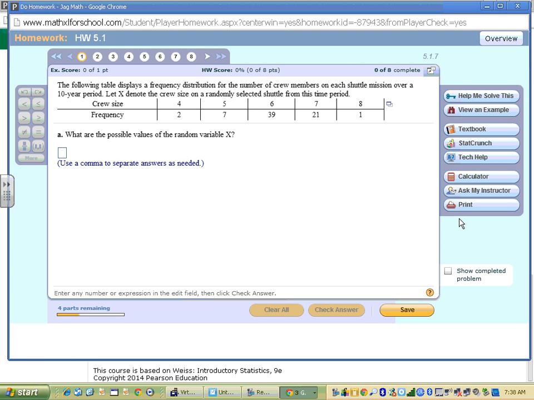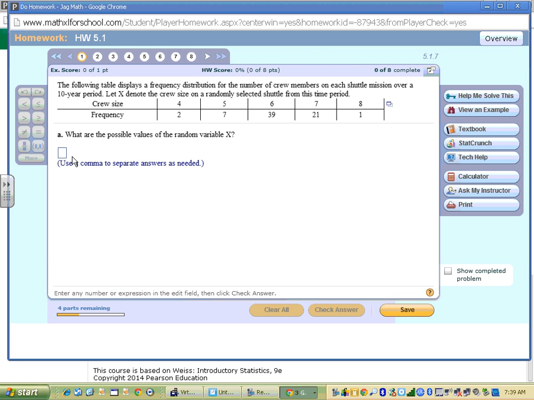All right, okay. The following table displays a frequency distribution for the number of crew members on each shuttle mission over a 10-year period. Let X, so X is a random variable, denote the crew size. So how big is the crew on a randomly selected shuttle from this time period? Crew sizes range from 4 to 8. Crew sizes with 4 members happened twice. Crew sizes with 5 members happened 7 times. Crew sizes of 6 members happened a lot more than anything else. Crew sizes of 7 members happened 21 times. Crew sizes of 8 members happened once.